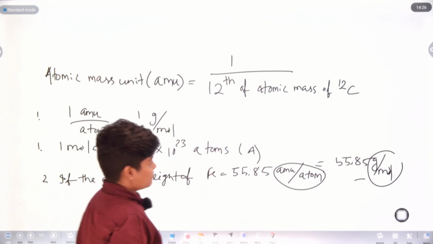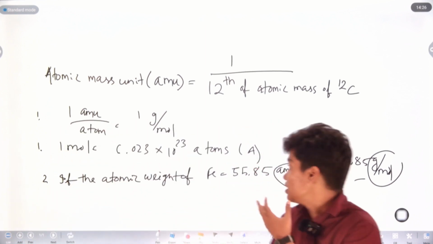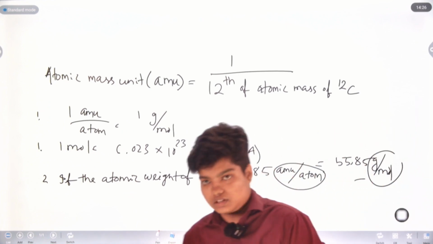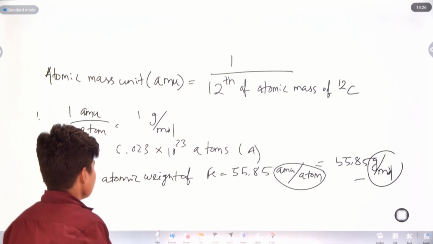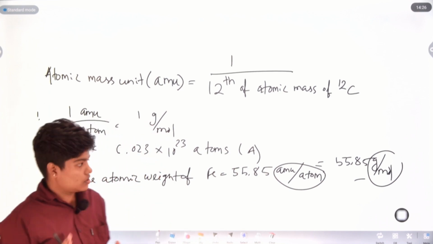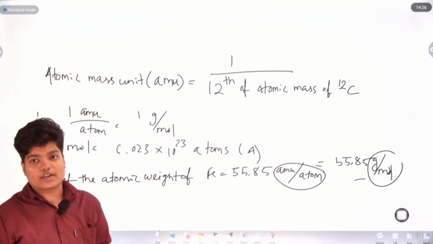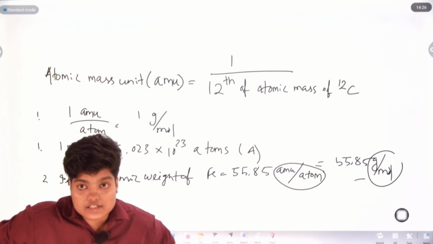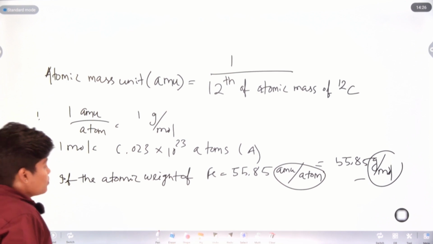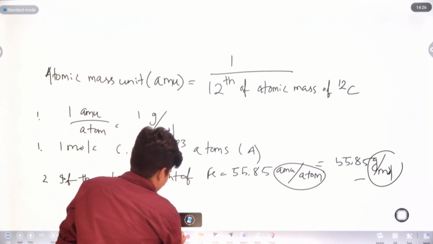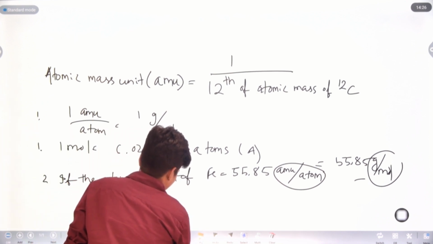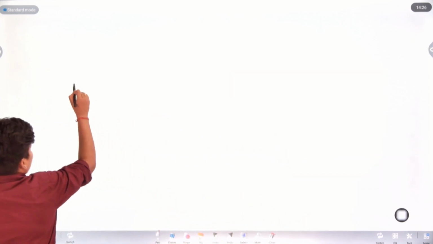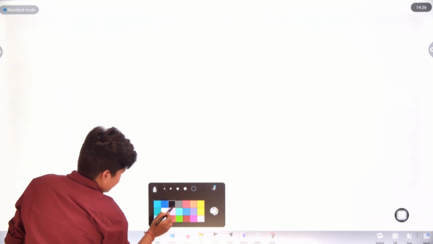So this is some basic knowledge. You must have learned about this in your lower classes, your 12th or 10th chemistry and physics classes. I wanted to recap all this before proceeding to the atomic structure, the fundamental particles, and atomic mass. And one thing I forgot to mention: how to calculate the atomic mass of any atom?